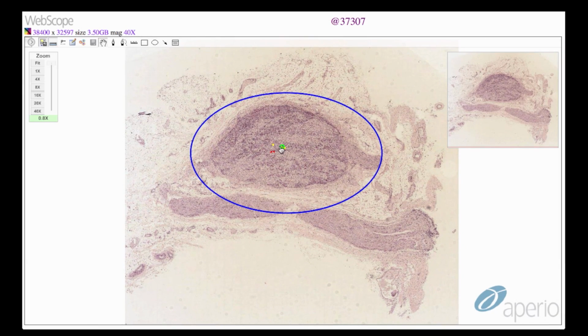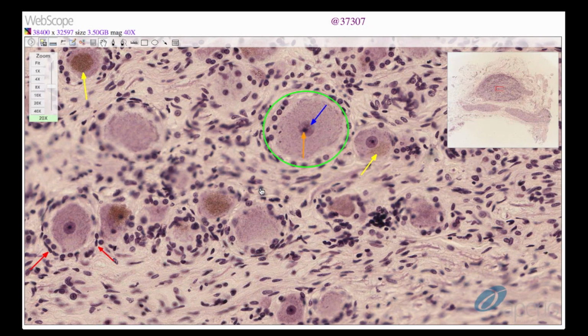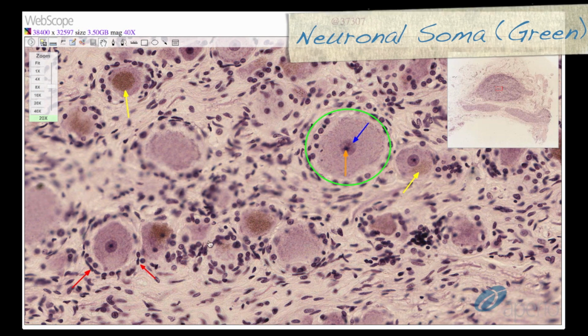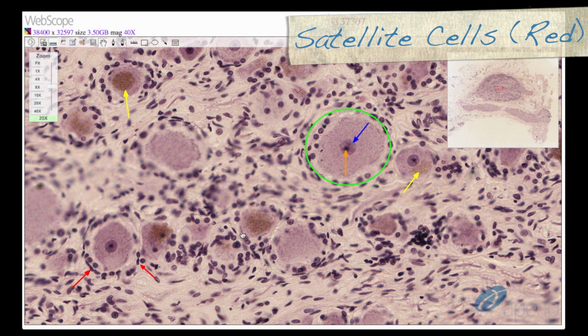Using the 20x objective, the neuronal soma with its surrounding satellite cells can be seen. A large round neuronal soma is circled here in green. The cell bodies usually contain round and centrally located nuclei and nucleoli, which can be seen at the blue and orange arrows respectively. Satellite cells can be seen surrounding the neuronal cell body at the red arrow.